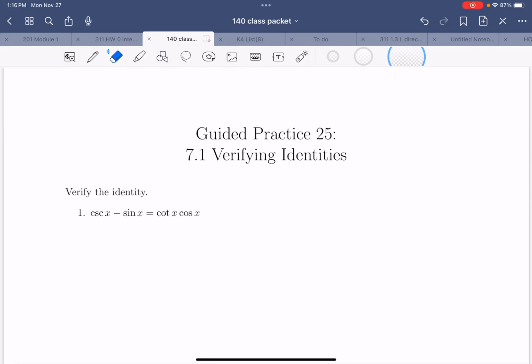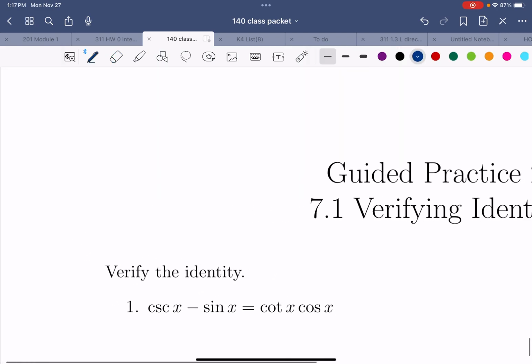Hi all, this is Math 140 Guided Practice 25, and we are in section 7.1, Verifying Identities. So I do want to make a quick note up here to remind ourselves what those identities are.